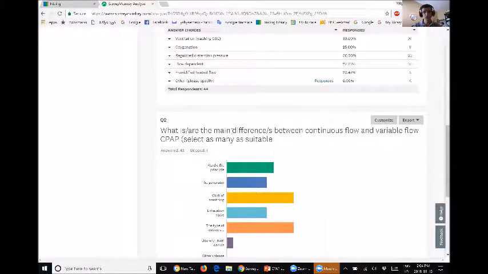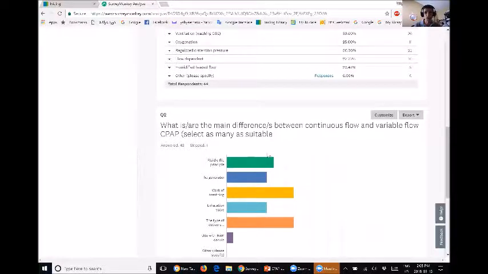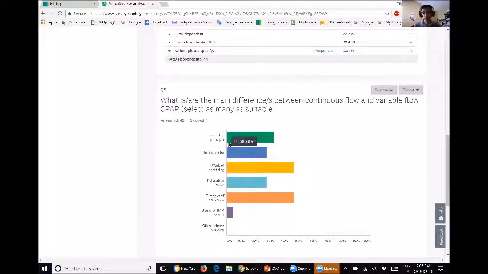The other question is, what is the main difference between continuous flow and variable flow CPAP? We will discuss it during the talk. Fluidic flip, correct, because it's different. Generator, correct, because it generates. Work of breathing, correct, because it differentiates. Exhalation valve, correct, because it differentiates.